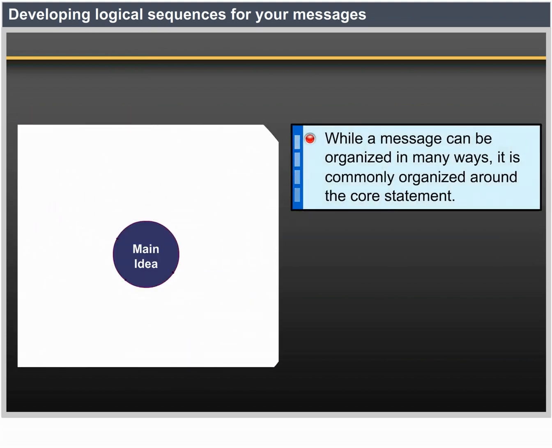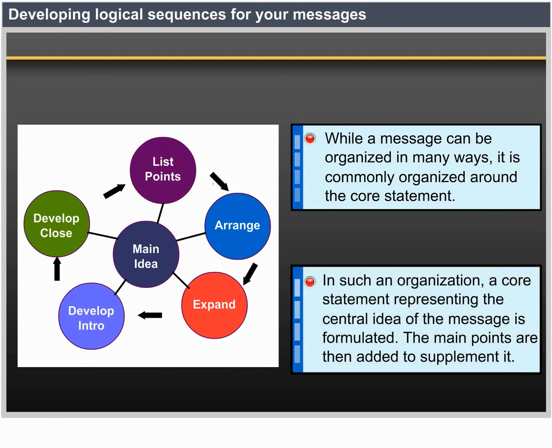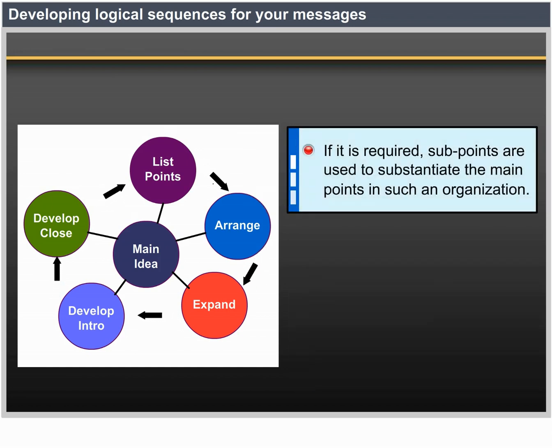While a message can be organized in many ways, it is commonly organized around the core statement. In such an organization, a core statement representing the central ideas of the message is formulated. The main points are then added to supplement it. If required, sub-points are used to substantiate the main points in such an organization.